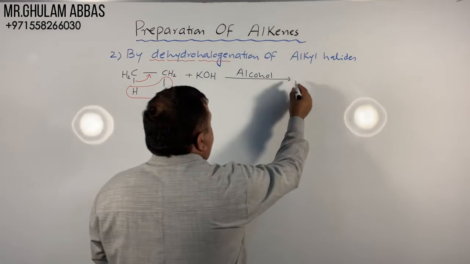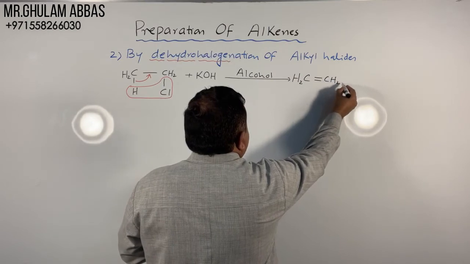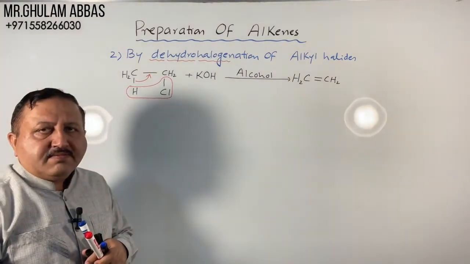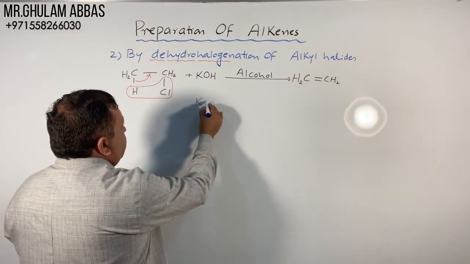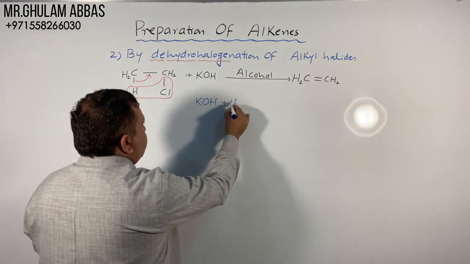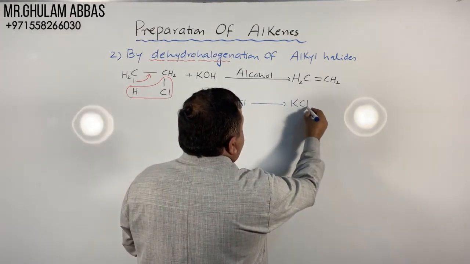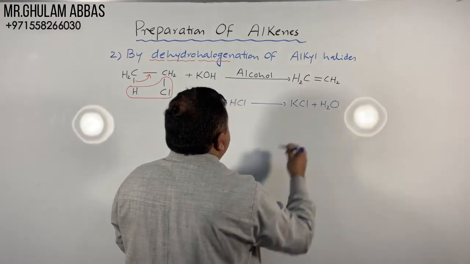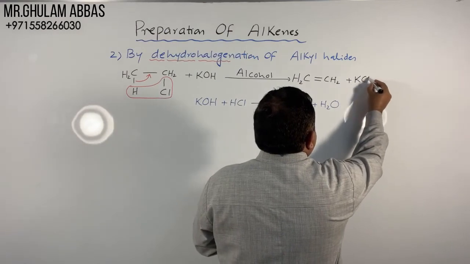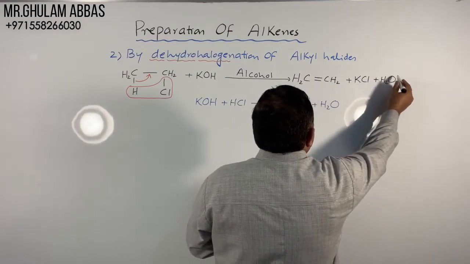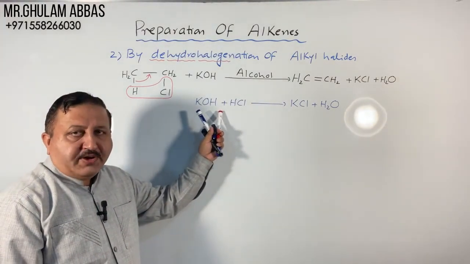After shifting of this bond, we get H2C=CH2. The main product is ethene. The side product will be: KOH reacts with HCl. One is the acid, the other is the base. They react to form KCl plus water. So our side products will be KCl plus H2O. This is the concept for the side products.